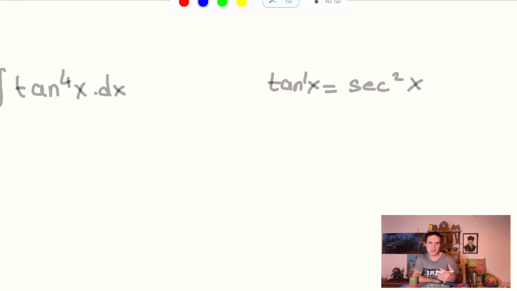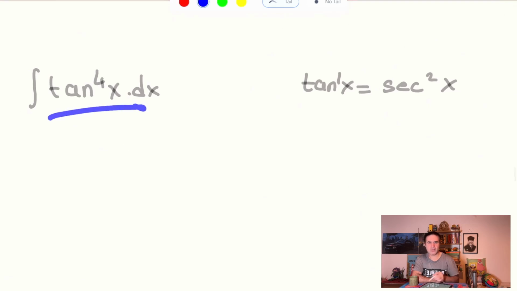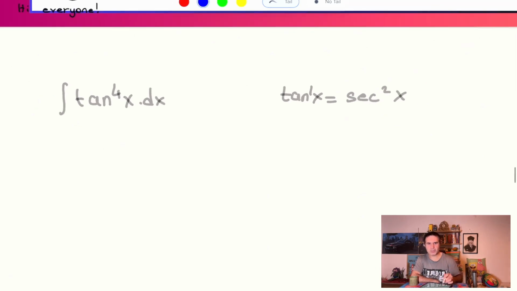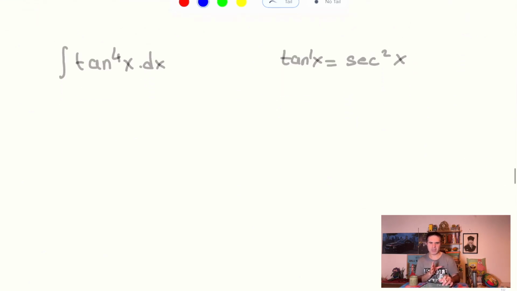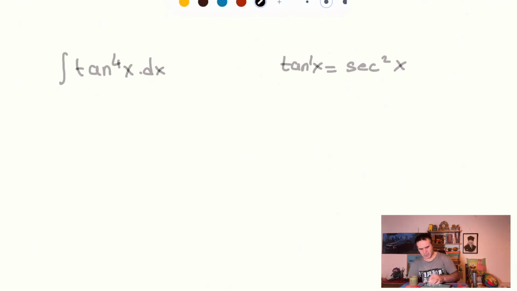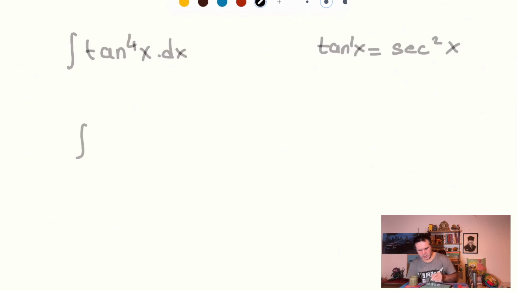Before we begin the integral of tangent to the power of 4 x, I want to show you how the relationship between tangent x and secant square of x can be used in integrals by working through a couple of examples. What I'm about to show you is very important for understanding the main idea. Let's take an example: the integral of tangent x times secant square of x dx.